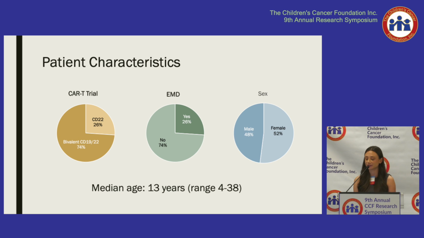Our patient characteristics: we had 26% of patients who were treated with CD22 CAR and 74% of patients who were treated with bivalent CD19-22 CAR. 26% of our patients had extramedullary disease and 52% were female, 48% were male. The median age was 13 years with a range of 4 to 38.